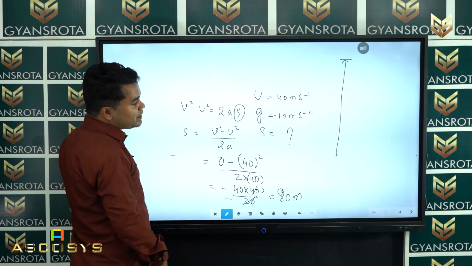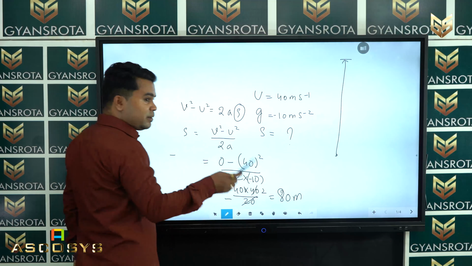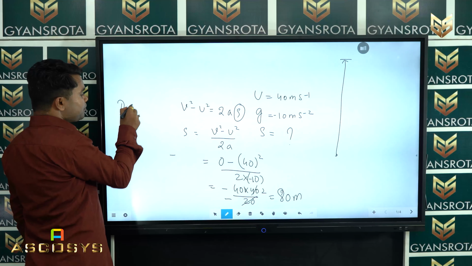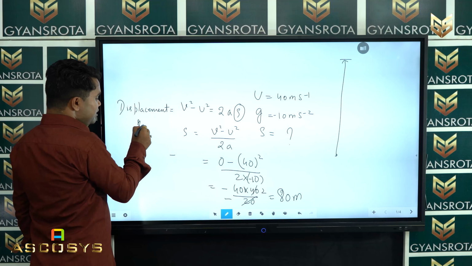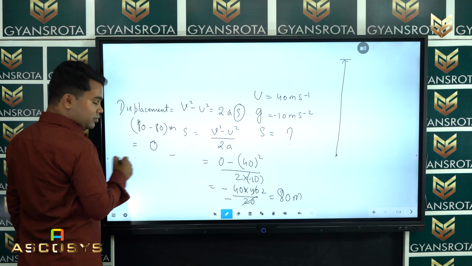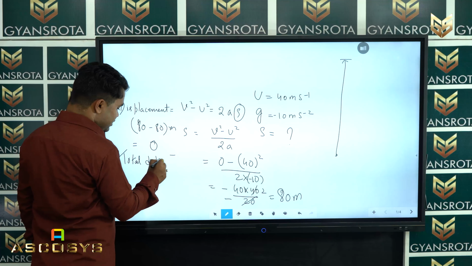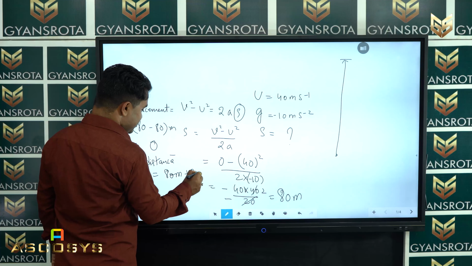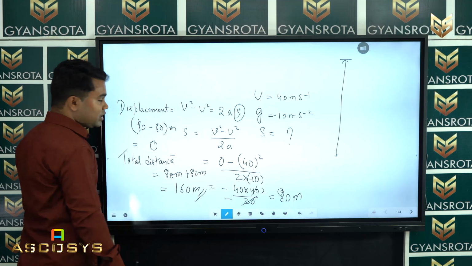Now, what will be the displacement covered by the body? It will move 80 meter and then again come another 80 meter. Final minus initial position, 80 minus 80. So your displacement will be 80 minus of 80 meter, right. So it will be 0 and your total distance will be 80 meter plus 80 meter. 80 plus 80 will be 160 meter. This is the total distance covered by the body.